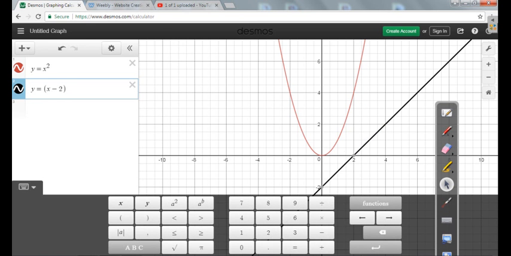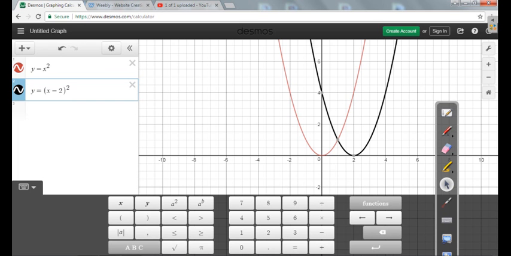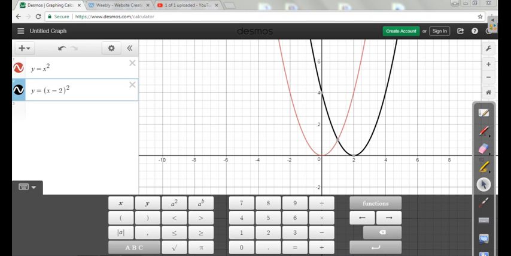All right, so what do we see here? It moved which way? Right. To the right 2. What's the value of h? Positive 2, right? It's the opposite of what we see. We don't have to write the positive, you can say just 2. So the value of h is 2, and the graph moved 2 to the right. If the h value is positive, it moves to the right. If the h value is negative, it moves to the left.